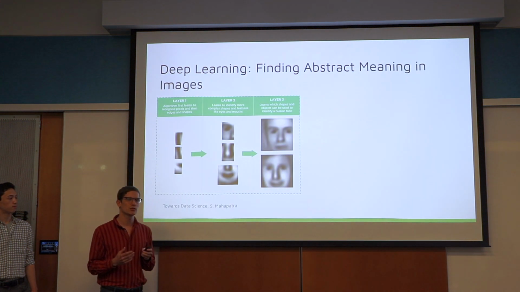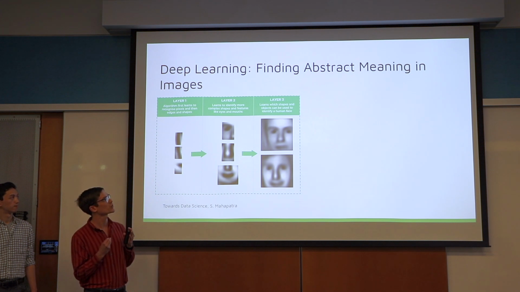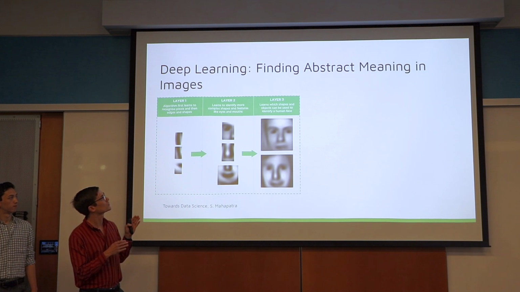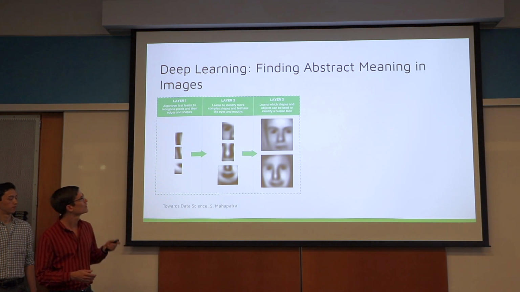So we chose deep learning because of its ability to find abstract meaning in images. To give you a sense of this, I'm not going to get into the weeds explaining deep learning, but a conceptual understanding of how deep learning works flows as such.